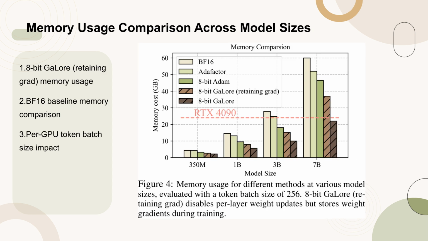Figure 4 illustrates the memory usage for various methods across different model sizes, specifically evaluated with a token batch size of 256. Notably, 8-bit GaLore with retained gradients demonstrates a significant reduction in memory requirements by disabling per-layer weight updates, but storing weight gradients during training. This method is compared against the BF16 baseline, showing its efficiency in memory management. The impact of per-GPU token batch size on memory usage is also highlighted, indicating that even with smaller batch sizes, the memory footprint remains manageable, especially when activation checkpointing is enabled.